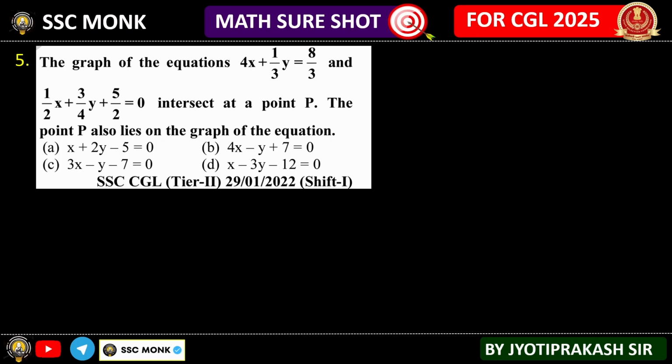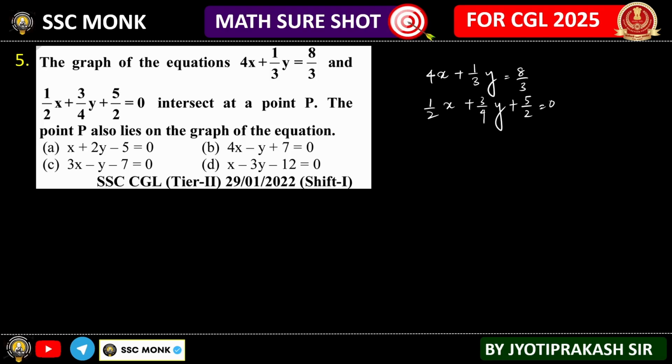Next, the graph of the equation 4x plus 1 by 3y is equal to 8 by 3, and 1 by 2x plus 3 by 4y plus 5 by 2 is equal to 0 intersect at a point P. Then the point P also lies on the graph of the equation. Then what is the question saying? It is saying you need to find out the intersection point of this equation and this equation, and whichever point you find, that will also be part of this equation. It is not that tough.